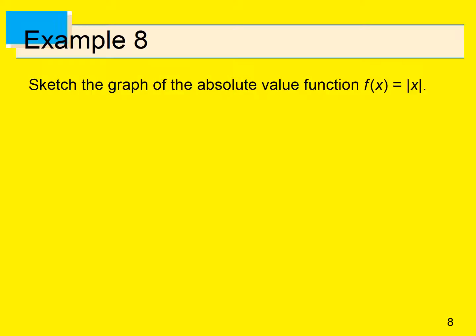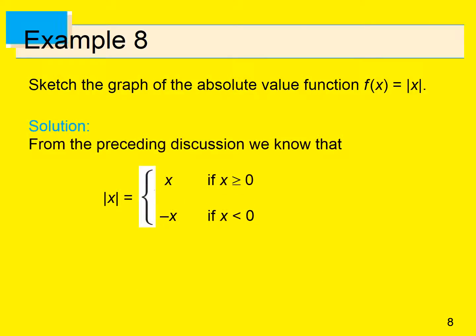Sketch the graph of the absolute value function f of x equals absolute x. Well, it's just the same thing as absolute a, except with a different letter. It's with x. And so the absolute value function f of x, which in a calculator is abs x. Well, I guess in say a TI-83 we would call it abs x.